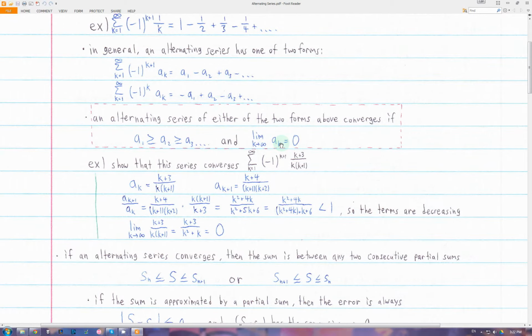And this is useful because, obviously, alternating series involve negative terms. And all of our tests so far, or most of them anyways, only worked if we had all positive terms.